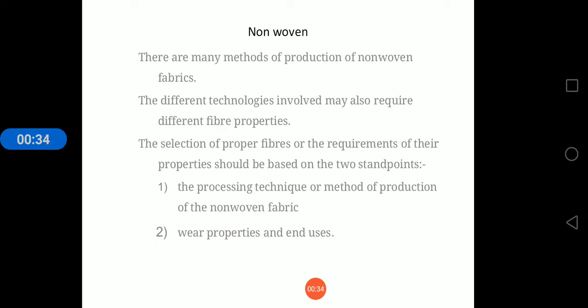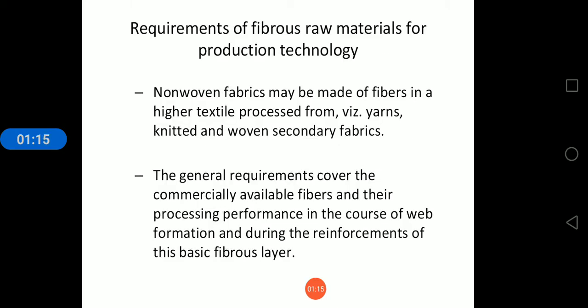The selection of proper fibers, or the requirements of their properties, should be based on two standpoints. One is the processing technique or method of production of the nonwoven fabrics. The second is wear properties and end uses. The first, the processing technique, means there are different types of web laying, different mechanical systems, different types of bonding and various other techniques used in their applications, along with the wear properties and uses of the nonwovens and the requirements of fibrous raw materials for production technology.